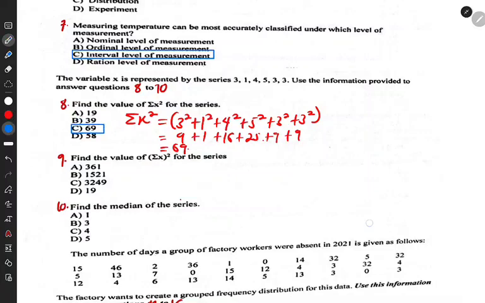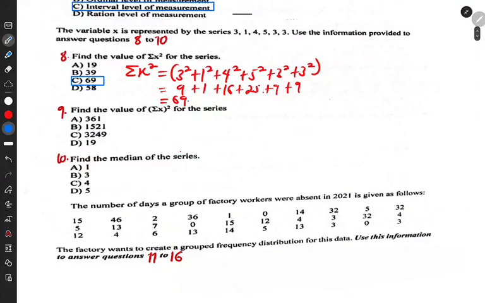Simple. Question number 9. Find the value of summation x, squared. So here it means that we're supposed to have a summation of all the x values and then we square it. So we're going to have 3 plus 1 plus 4 plus 5 plus 3 plus another 3. So the total sum, and we square it.